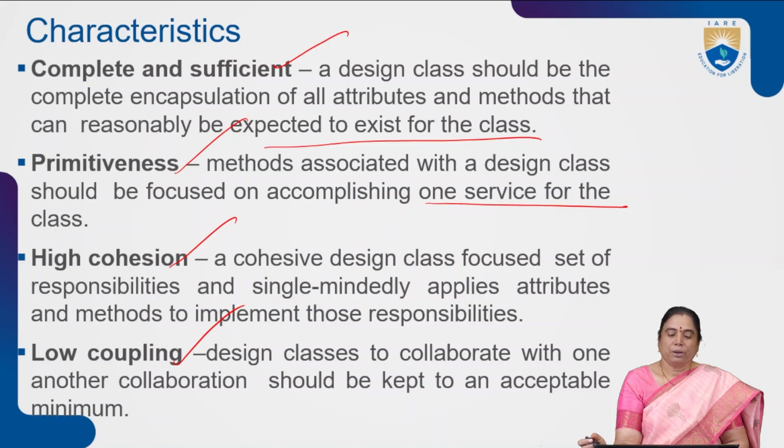High cohesion: a cohesive design class has a focused set of responsibilities and single-mindedly applies attributes and methods to implement those responsibilities. So a good software design focuses on high cohesion. Low coupling: design classes collaborate with one another. They should keep an acceptable minimum of dependencies in the collaboration.